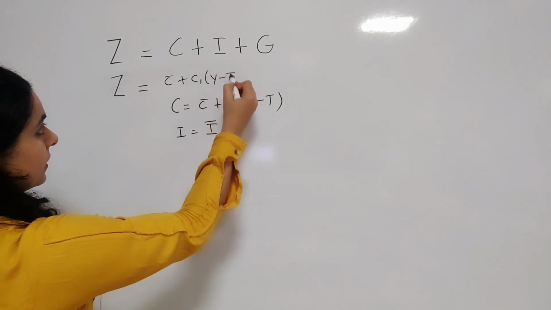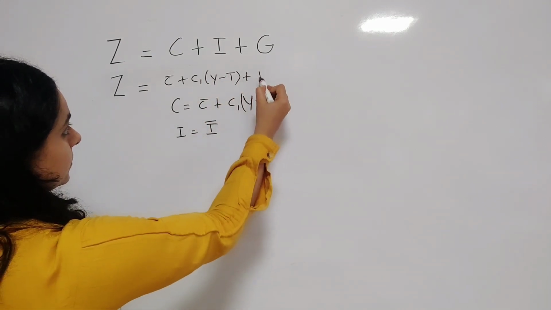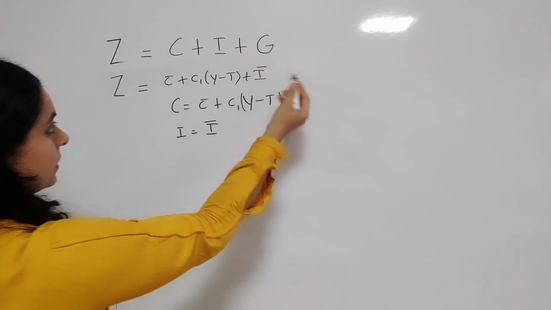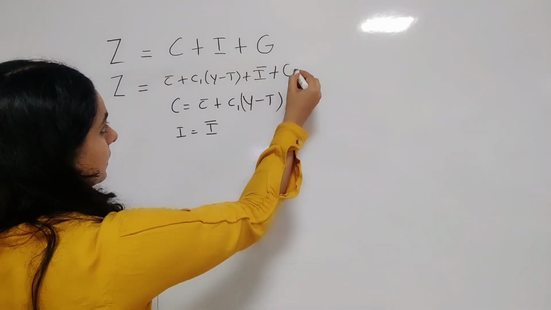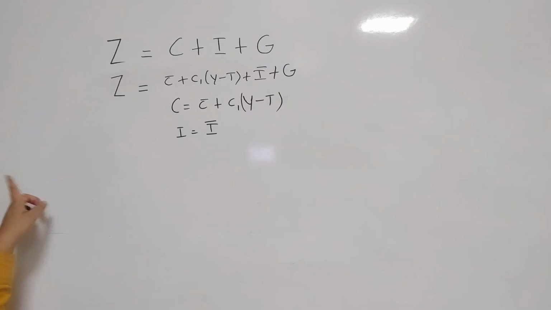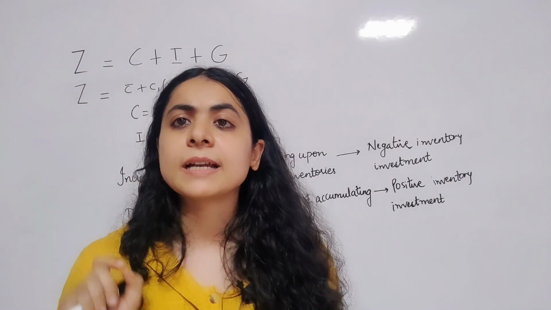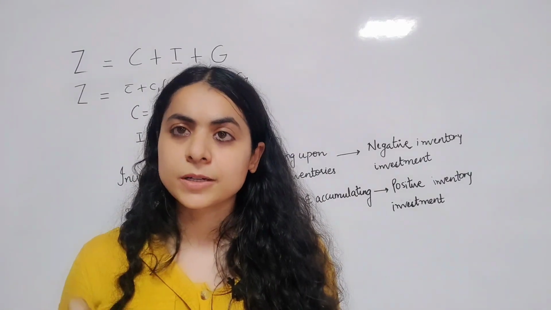Here it is given, so we can write demand for goods as the sum of consumption, investment and government spending. Let's now turn to equilibrium in the goods market and the relation between production and demand.